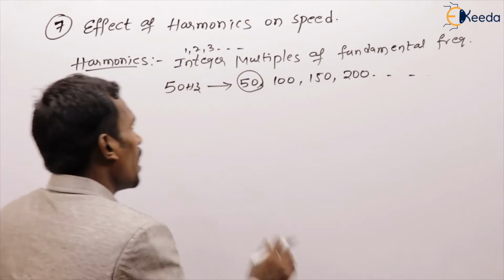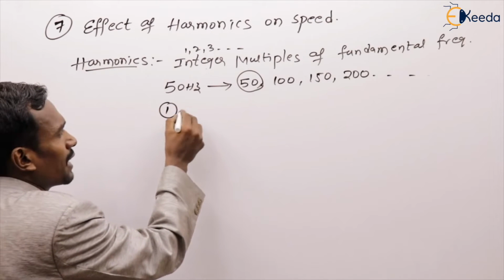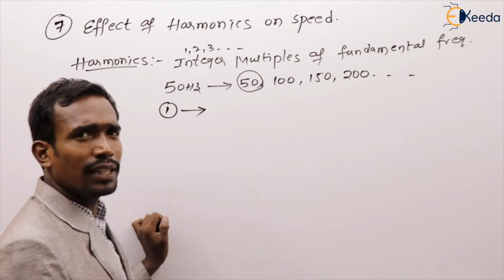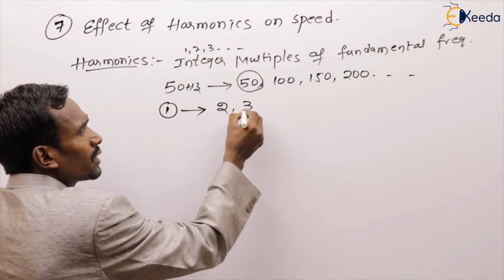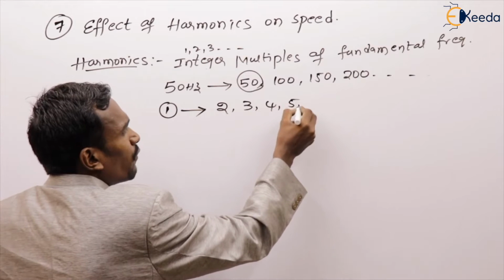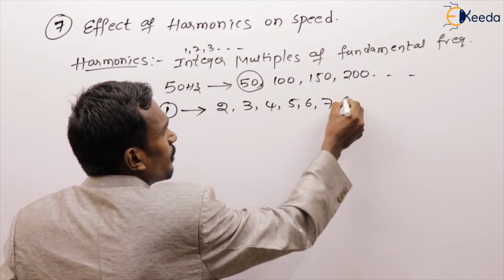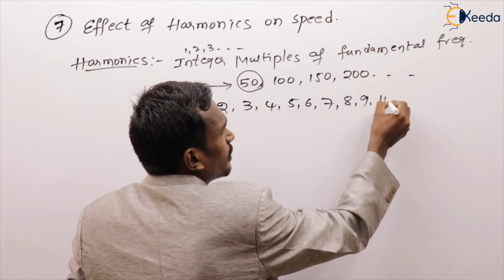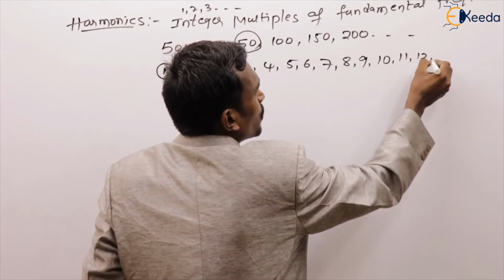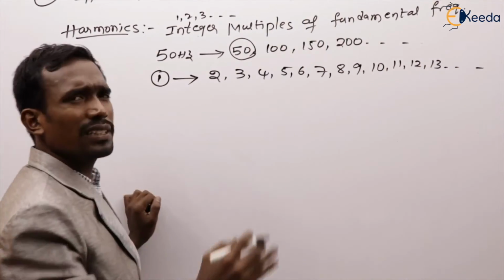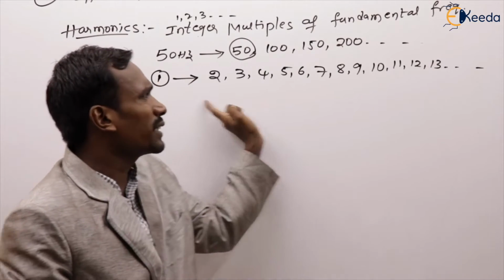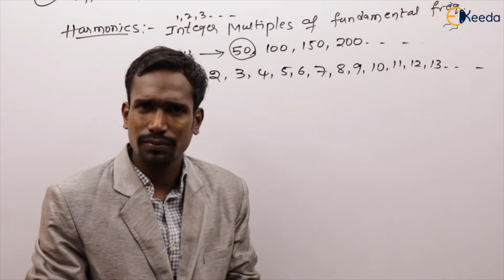For example, I am taking 1 as my fundamental. For this, what are the harmonics? The harmonics are 2, 3, 4, 5, 6, 7, 8, 9, 10, 11, 12, 13 and so on. These all are integer multiples of 1. That's why these all are harmonics.